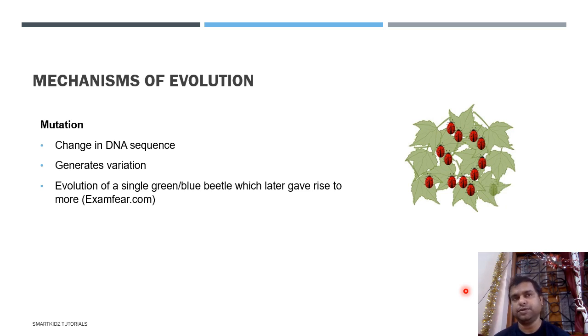Okay, so leaving that aside, coming to mutation. What is actually mutation? Mutation is a sudden change in the DNA sequence, a change that can even sometimes lead to an altogether new individual. It causes variation, it generates variation. An example is the evolution of a single green or blue beetle, which later gave rise to more. Before, they were all red beetles.